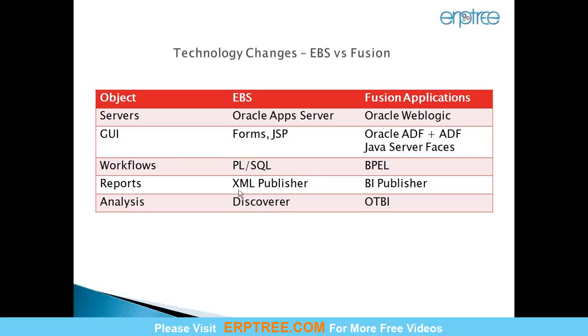Reports: we have XML Publisher reports in EBS, but now in Fusion we have BI Publisher reports. When you talk about analysis, you have Discoverer reports. Discoverer you can use in the EBS case, but for analysis in Fusion we have OTBI. These are all inbuilt, they're given. BI Publisher and OTBI reports they give. Apart from that, we also have Hyperion Financial Reporting, which will be part of just GL.